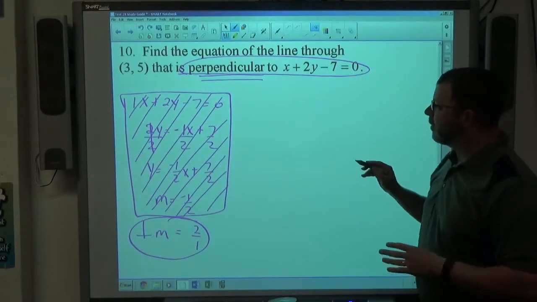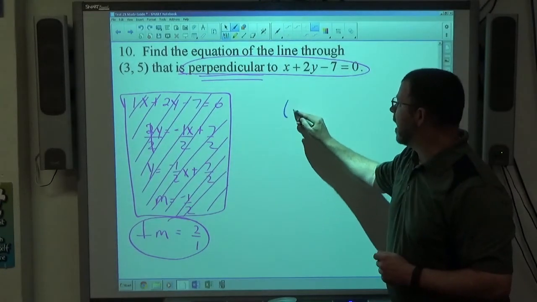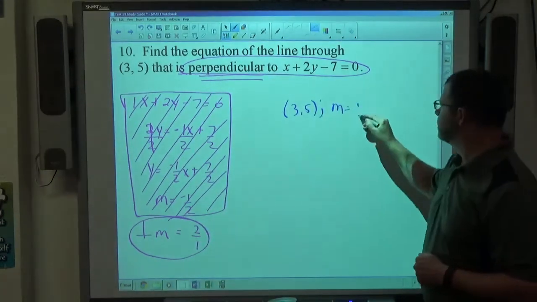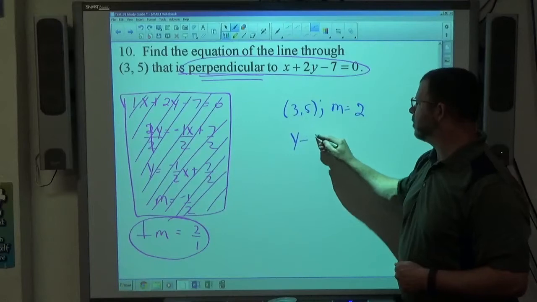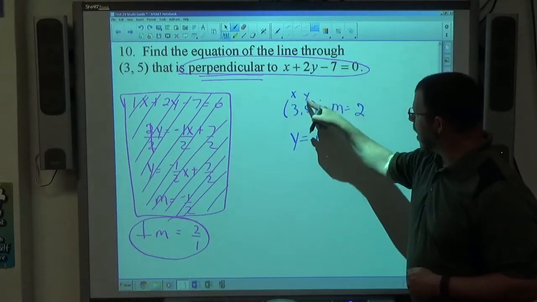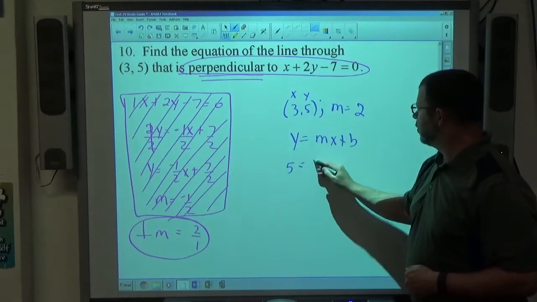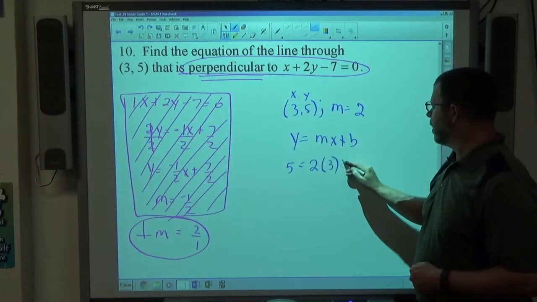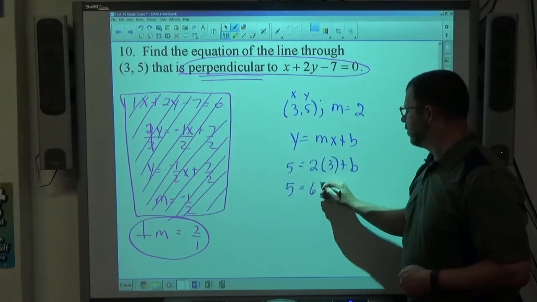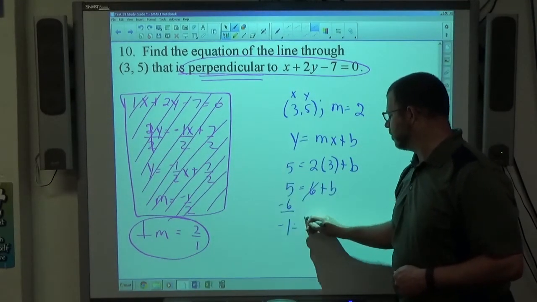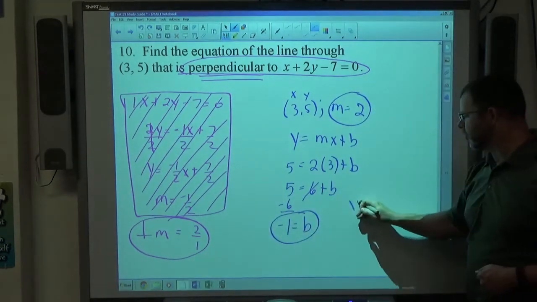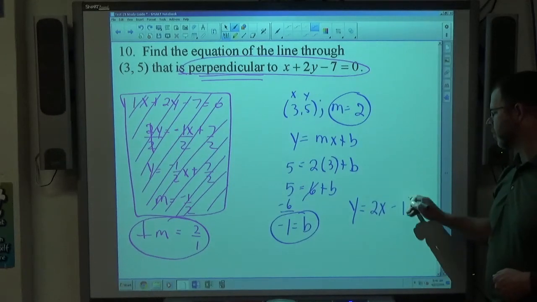So now we're looking to find the equation of the line that passes through (3, 5), whose slope happens to be positive 2. So now we go to y equals mx plus b. This is x, this is y, this is m. So y is 5, m is 2, x is 3, b is unknown. 2 times 3 is 6. Move the 6 to the other side, we get negative 1 equals b. So our slope is 2, our y-intercept is negative 1, our equation is y equals 2x minus 1.